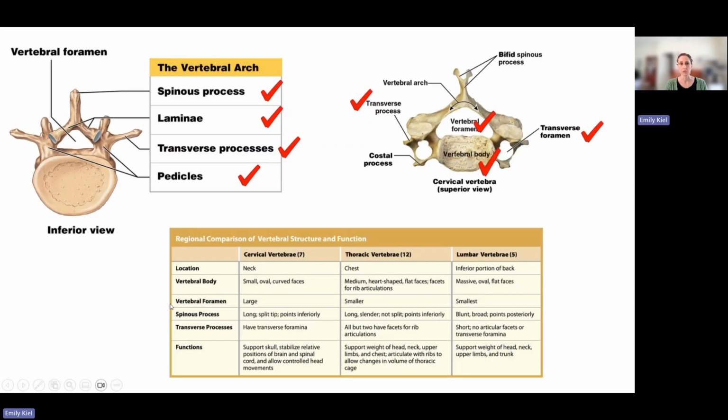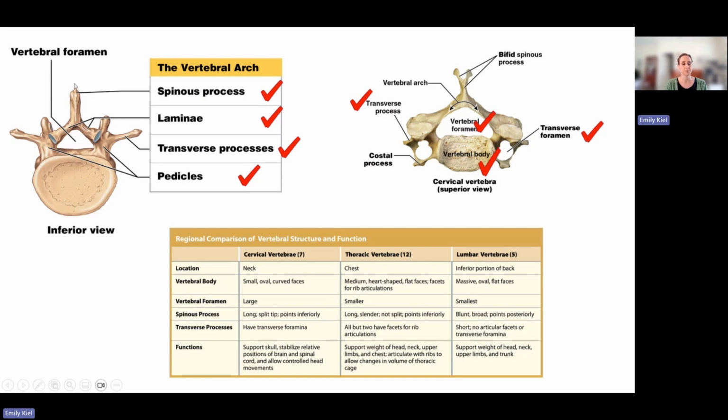Looking at the vertebral arch, we have our inferior view. So a few things to note. You've got this vertebral foramen. That's where your spinal cord is going to go through. You have your vertebral body, which is the place where your intervertebral disc is going to be. You have your arch here, arching over the foramen. You will have a transverse process that will protrude laterally from that vertebra. And then you'll have various facets depending on the location of those vertebrae.